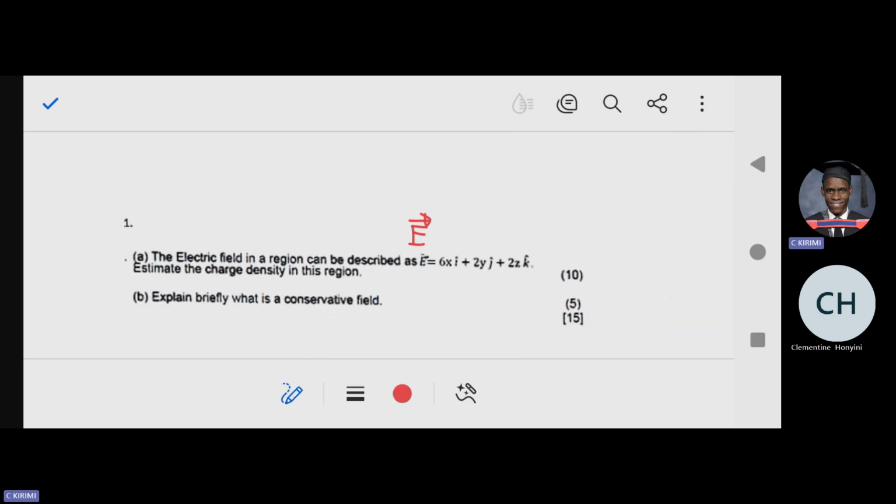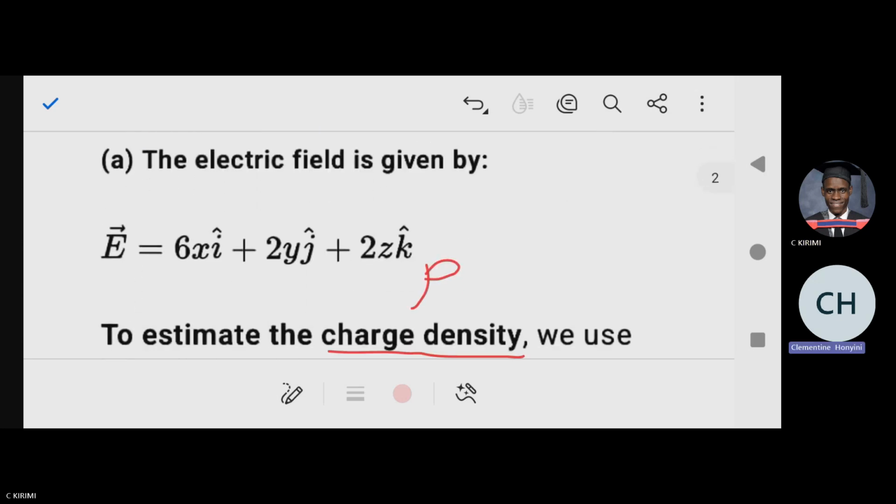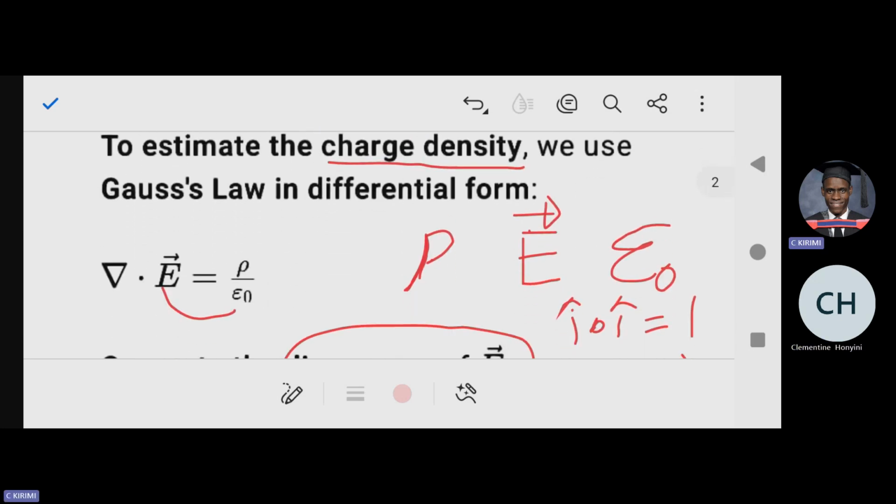Estimate the charge density in the region. So in other words, find this rho, which is not a straight P, it's like a bent P. That is the charge density. So our formula, which we started with, was grad dot E is equal to rho over epsilon naught.